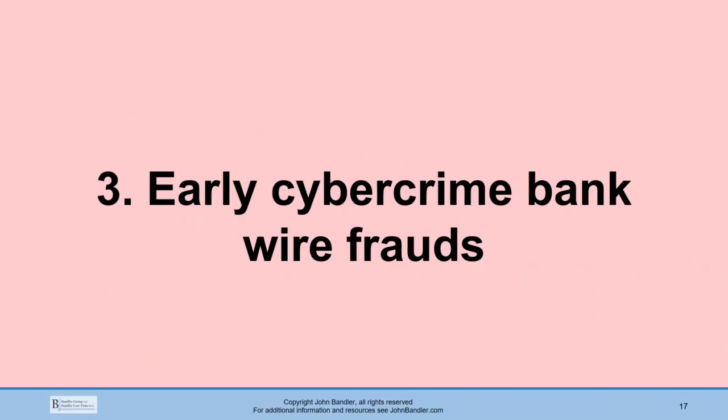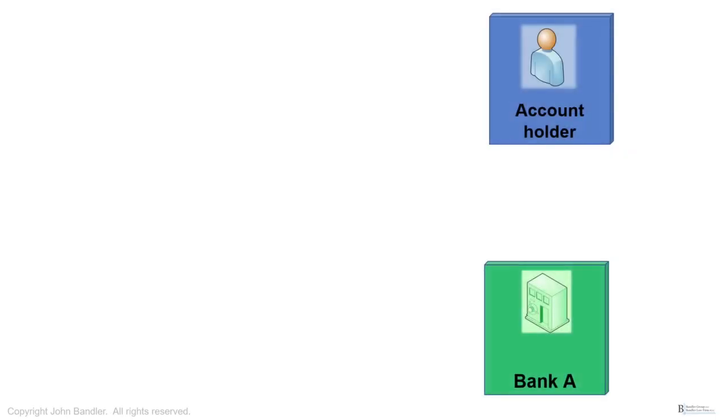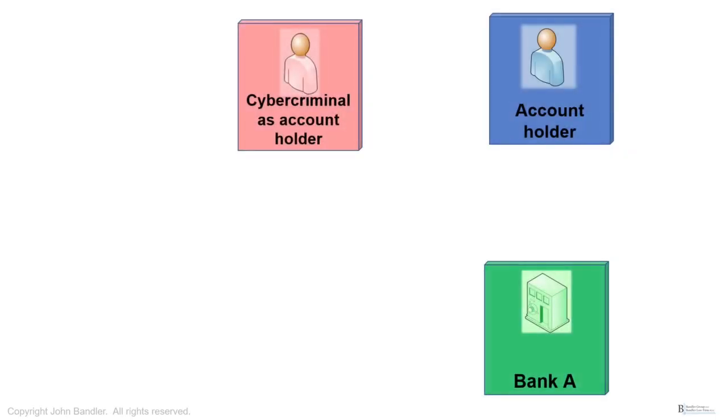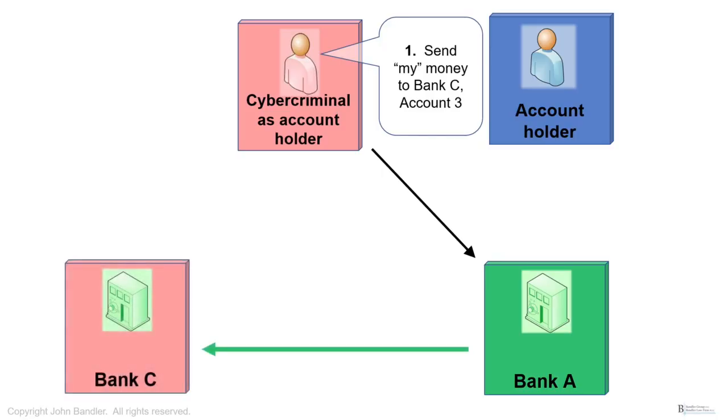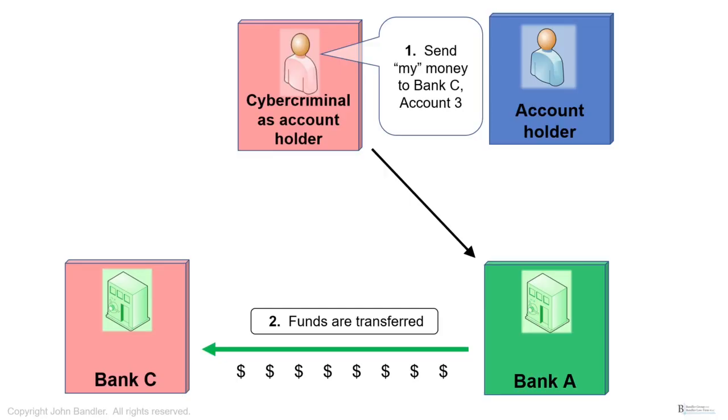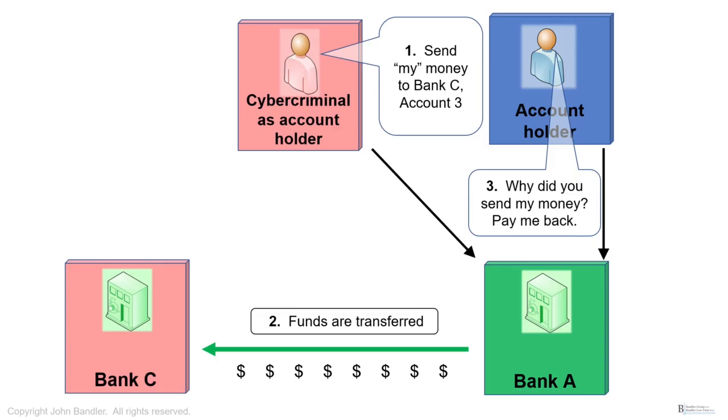This is how the fraud happened in the earlier days of cybercrime. So we have the account holder, we have the bank, we have the cyber criminal. The cyber criminal would try to go direct to the bank, pretend to be the account holder, and try to get the bank to wire the funds to somewhere that the cyber criminal could control. The money gets sent, and guess what the account holder says? Where did my money go?